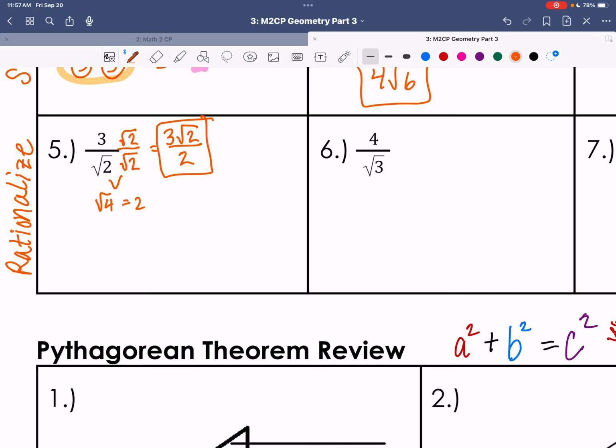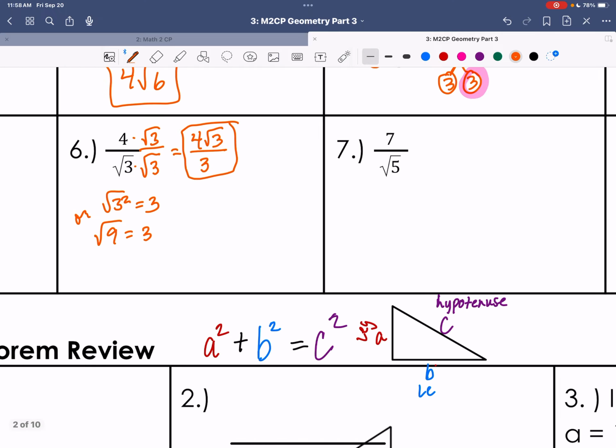So let's go ahead and rationalize this one. So you have square root of 3. So what you do to the denominator, you do to the numerator. You're multiplying by a 1. And then now, 4 root 3 over, and remember, this would be root 3 squared, which equals 3, or you can think of it as the square root of 9, which equals 3. Either of those, but your denominator is going to be 3. And you can't simplify that anymore, so boom, there's your answer.